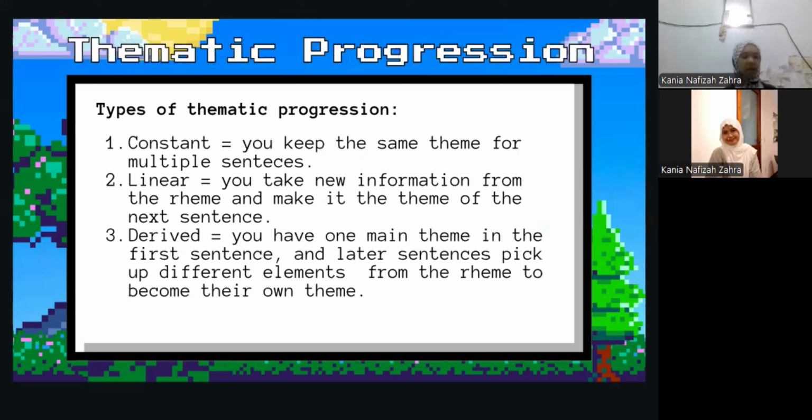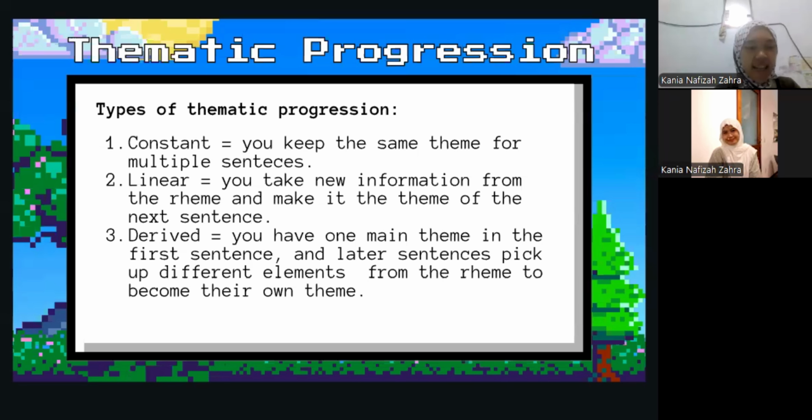Next, we have thematic progression. What does it mean? Okay, so in thematic progression, we have three types. The first one is constant. In constant, usually you keep the same theme for multiple sentences. So one main idea will be mentioned in another sentence. So the point is just the same. We're talking about the theme.